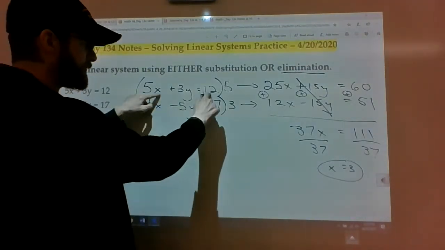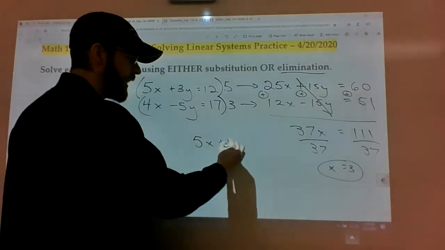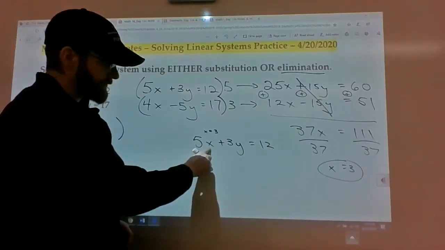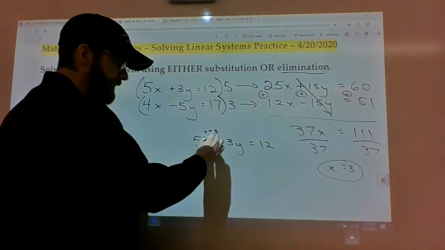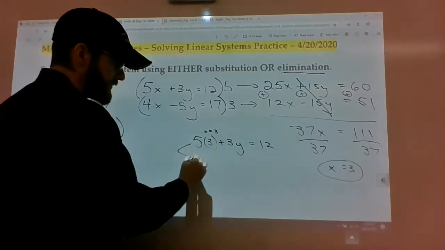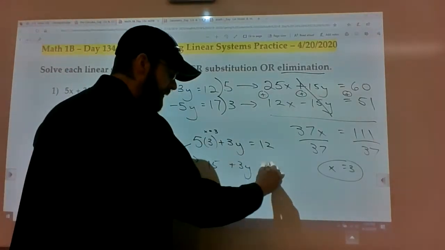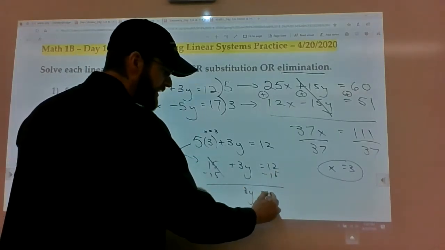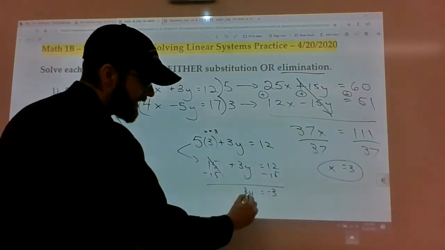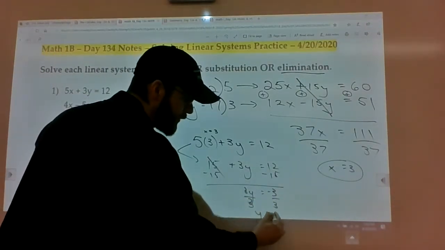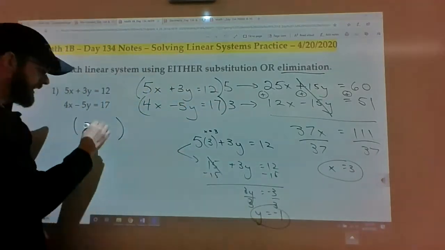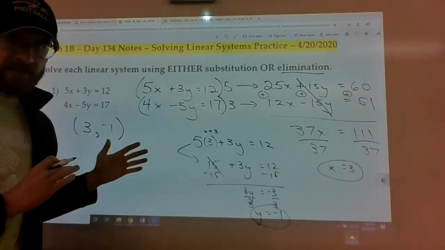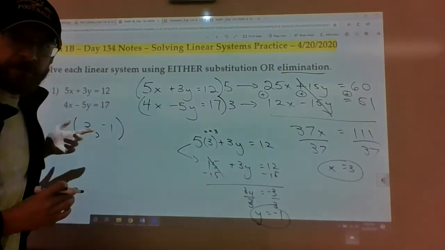So taking this first equation, 5x plus 3y equals 12, I'm going to plug x equals 3 in for the x, so the x disappears, and it's being replaced with the 3. So now 15 plus 3y equals 12, minus 15 from both sides. 3y equals negative 3, and then you divide both sides by 3. y equals negative 1. So the answer is 3, negative 1. That's the ordered pair on the xy plane where these two lines are going to intersect. We found it without having to graph anything.